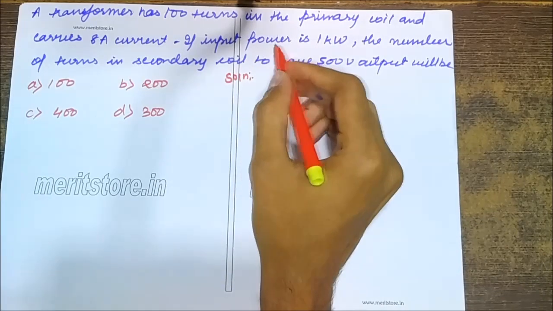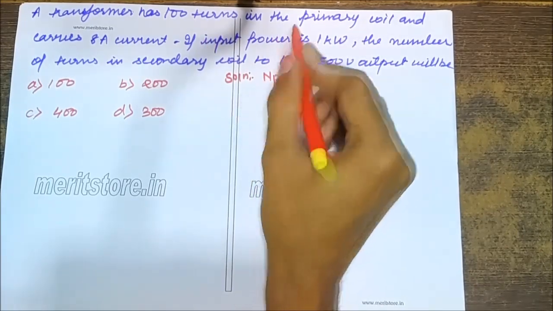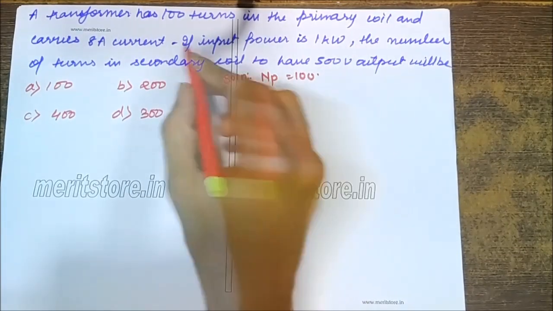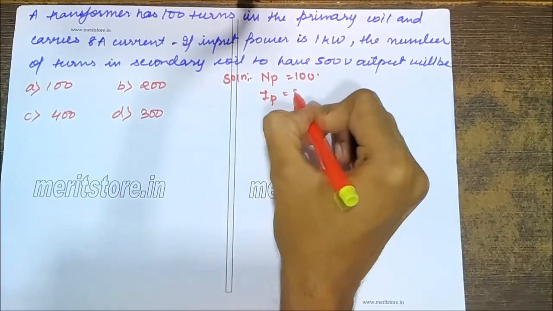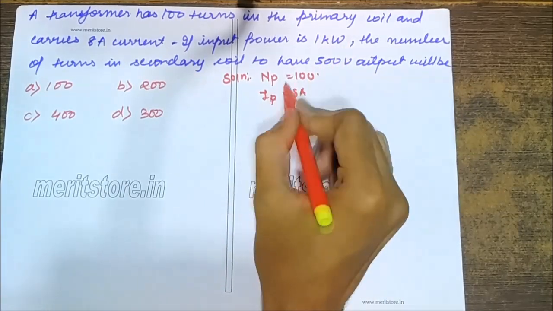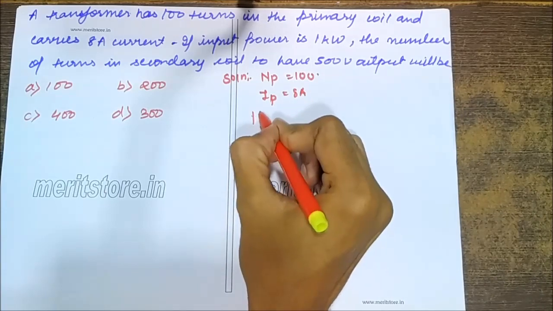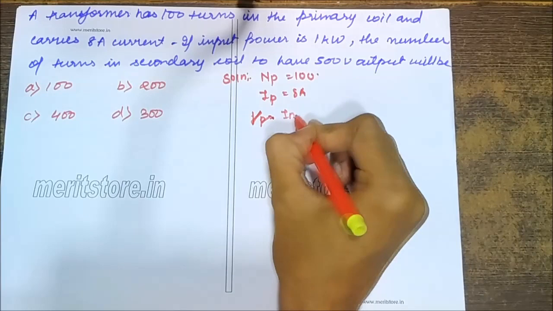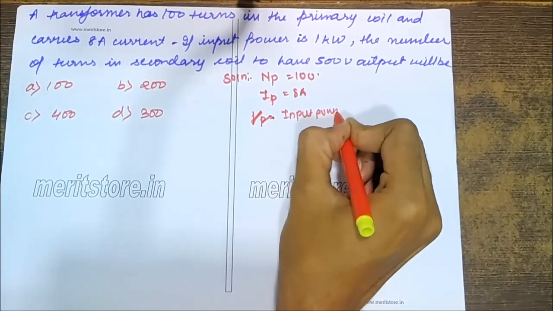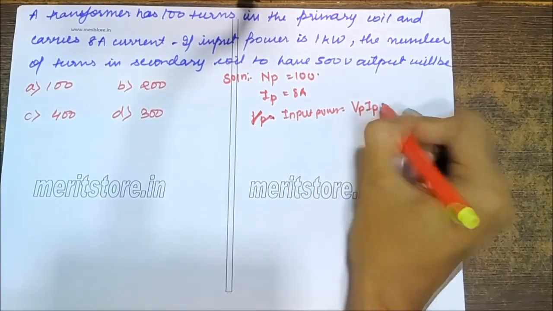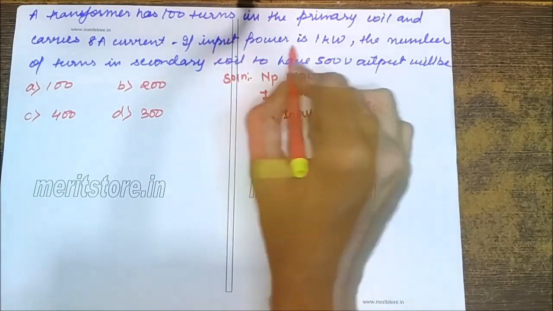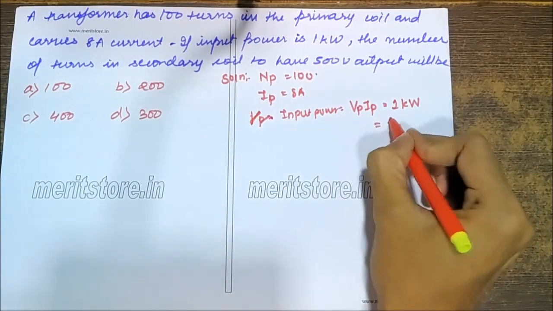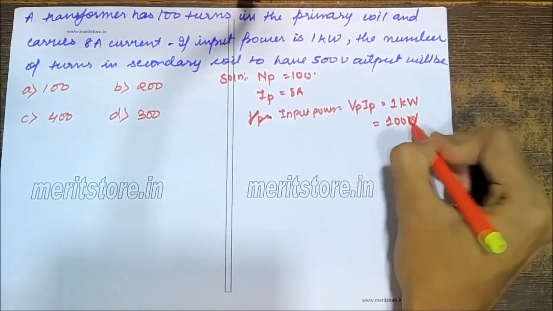Okay, so here firstly we'll find the given things. The primary coil has a number of turns of 100. Next, the current in the primary coil is 8 amperes. The input power is the voltage multiplied by the current, that will be 1 kilowatt of input power. So 1 kilowatt is nothing but 1000 watt.